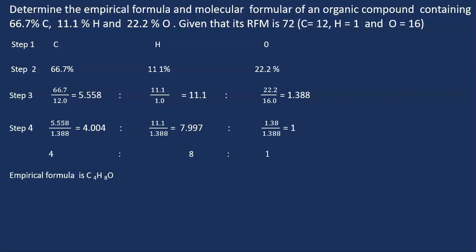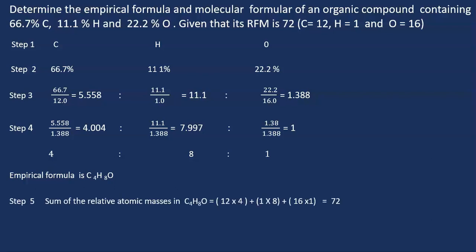Now let's find the molecular formula of the compound. In step 5, sum up the relative atomic masses for all the elements in the empirical formula. We get a total of 72. Compare this sum with the given relative formula mass of the compound. The sum of the relative atomic masses in the empirical formula is equal to the relative formula mass. Therefore, the molecular formula contains 4 carbons, 8 hydrogens, and 1 oxygen.